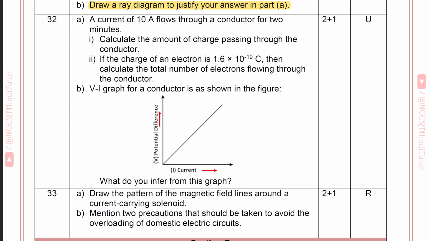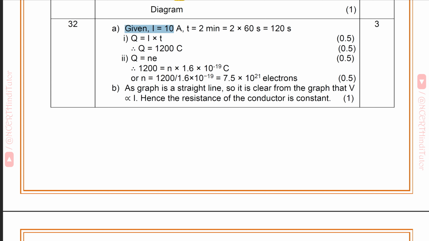Question 32 A. A current of 10 ampere flows through a conductor for 2 minutes. First, calculate the amount of charge passing through the conductor. Answer. Given I is equal to 10 ampere, t is equal to 2 minutes, that is 2 into 60 seconds. We have converted minutes into second, that is 120 seconds. So formula for charge Q is equal to I into t, that is current into time. Therefore, Q charge is equal to 1200 coulomb.